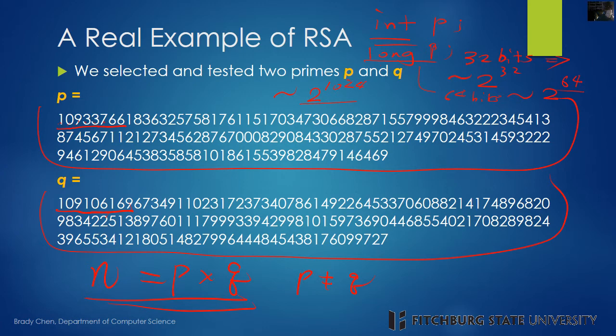For P, it's half of this number. At least it's 2 to the 512. That's for P. That's for N. And Q is also about 2 to the 512. So that's P and Q. And we have to use a specially defined algorithm.